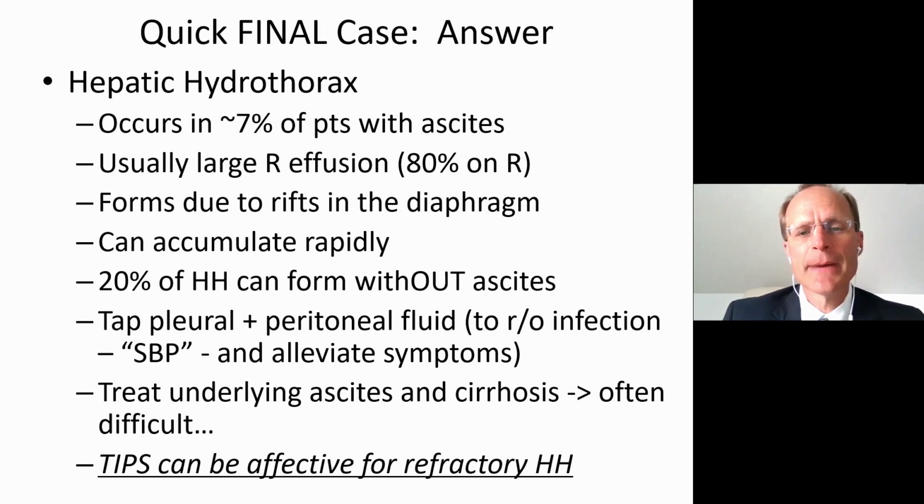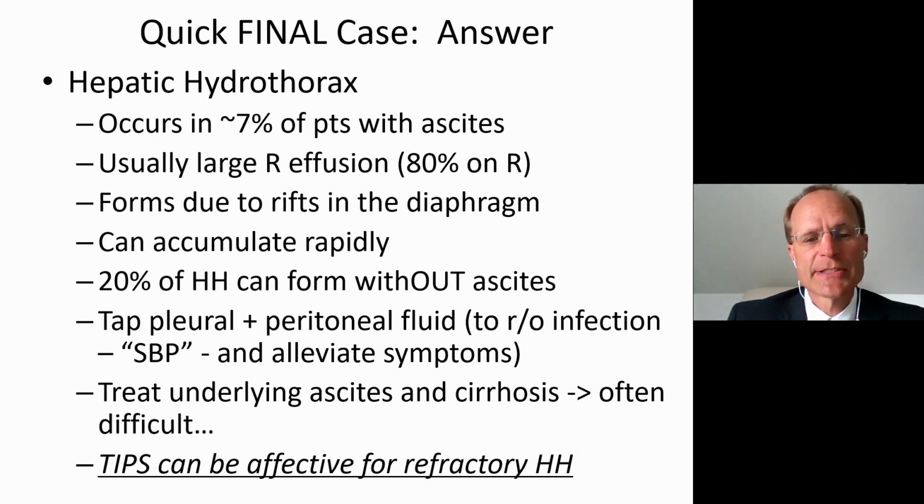Hepatic hydrothorax occurs in about 5 to 10% of patients with ascites. It's usually a large effusion on the right side due to more frequent rents or rifts in the diaphragm on the right side. Pleural fluid can accumulate rapidly and even under tension due to the sumping action of our breathing. When we breathe in, negative intrathoracic pressure is generated, which draws ascites into the hemithorax. And if there's any one-way valve effect, you can effectively sump ascites into the right chest or into the left chest under pressure and build up a tension hepatic hydrothorax. As a result of this, 20% of hepatic hydrothorax patients cannot have evident ascites.